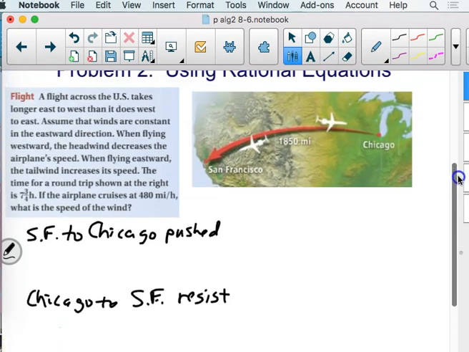So what do we know? Well, they're telling us it takes 1,850 miles to go from San Francisco to Chicago. Do you think that changes when they head back? No, it's the same path. And it says the time for a round trip shown at the right is 7 3/4 hours. If the airplane cruises at 480 miles per hour, what is the speed of the wind?